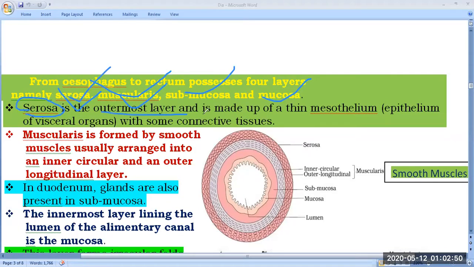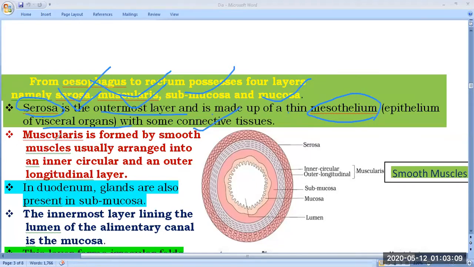It is the outermost layer and it is made up of a thin mesothelium. Mesothelium is the epithelium of visceral organs. That means you can say squamous epithelium. And which type of squamous epithelium? That means simple squamous epithelium. And they also have some connective tissue.